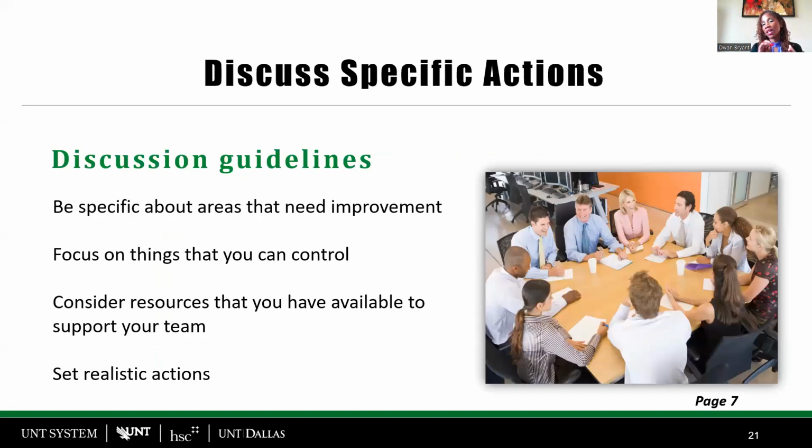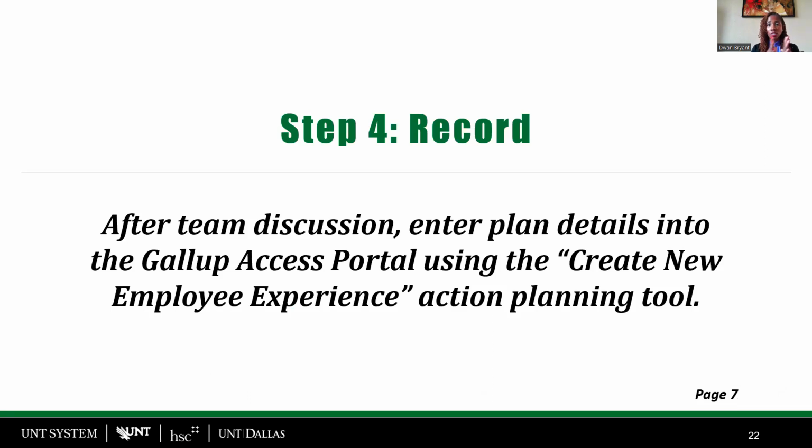Now, so when we discuss specific actions, I want you to think about this in the way of a question. So although we're asking you to be specific about areas that need improvement, what are some of those areas that need specific improvement? Where can we focus on the things that we can control? Do we have the resources available so that we can be successful in advancing this engagement action plan? And are these deadlines realistic? And so those are some of the things that you want to ask yourself.